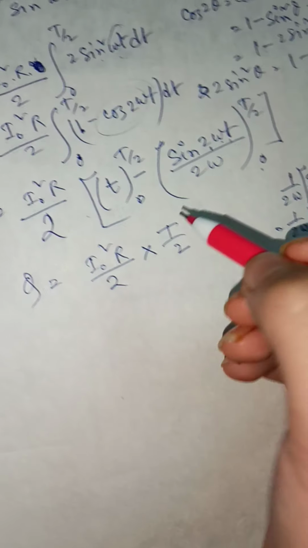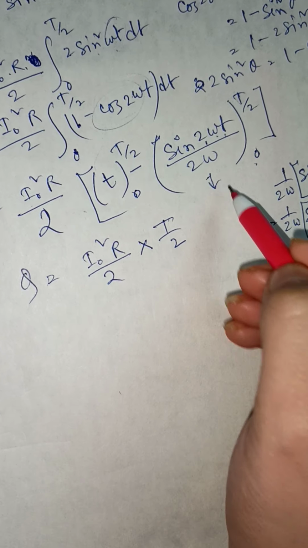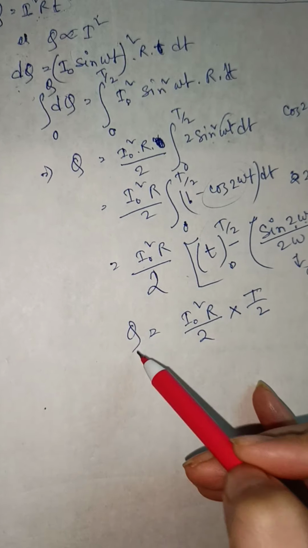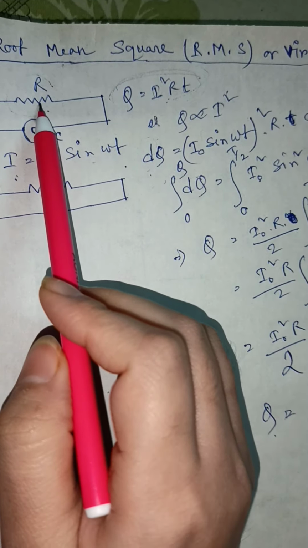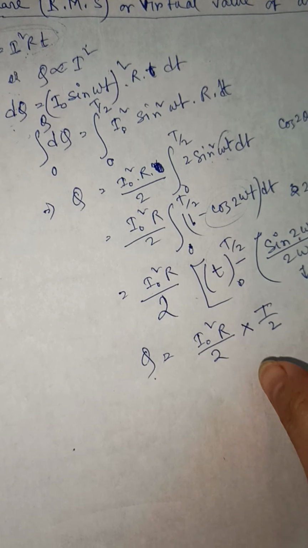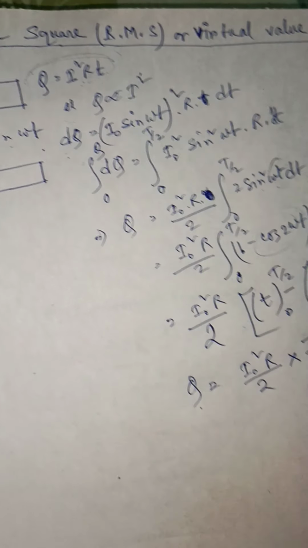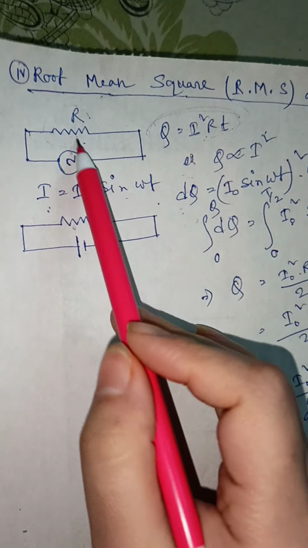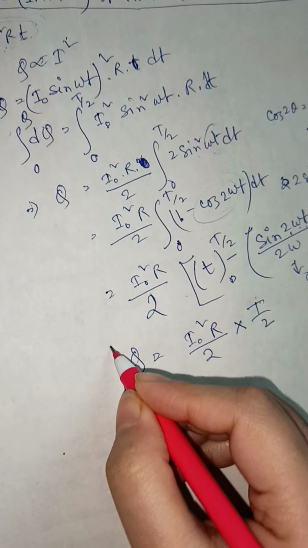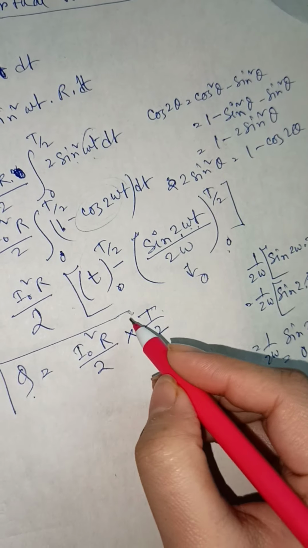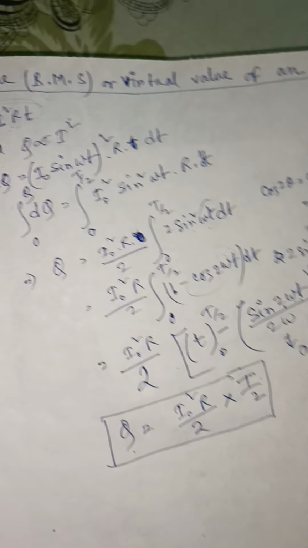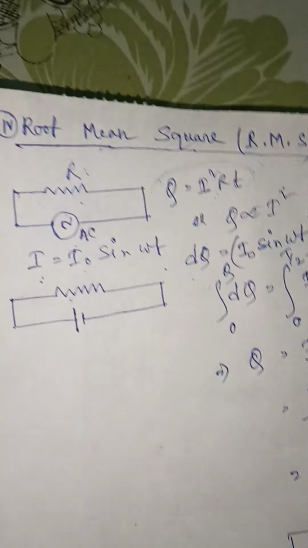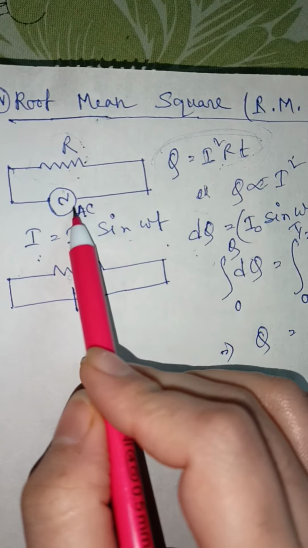T by 2 minus 0, that means T by 2. This one will be 0. So this is the heat produced inside this resistance within what time interval? T by 2. Within T by 2 time. So this amount of heat is produced inside this resistance within T by 2 time when this resistance is connected with this AC source.